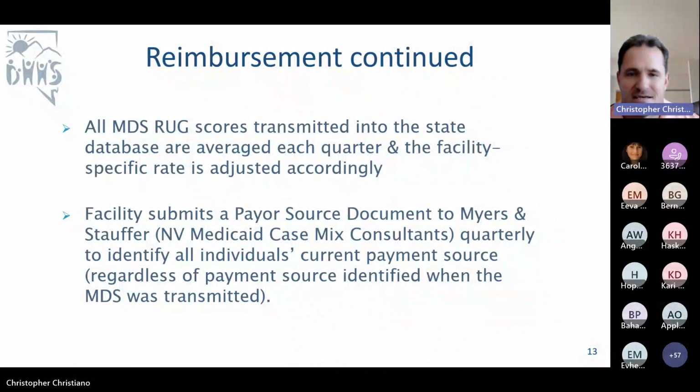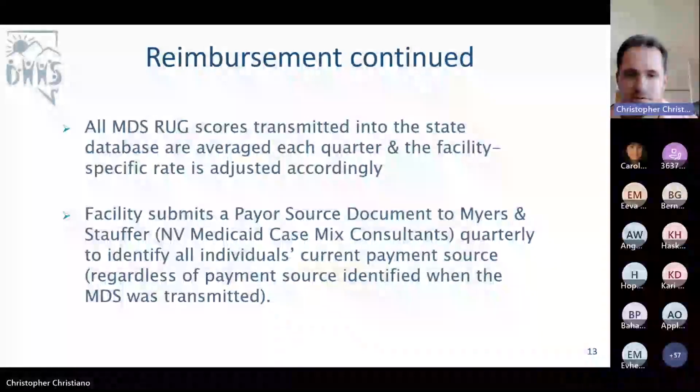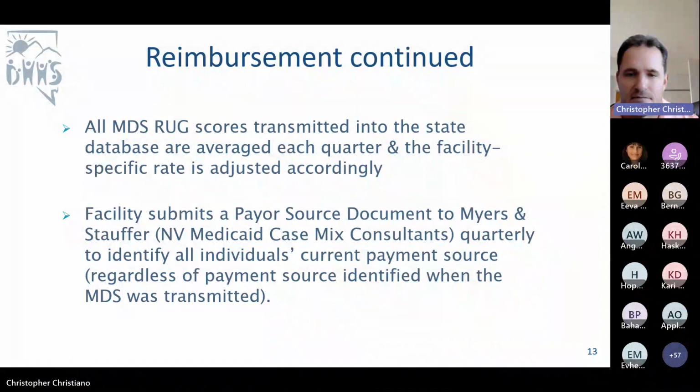So basically this just says that all MDS RUG scores are transmitted into the state database and are averaged each quarter in facility specific rates and adjusted accordingly. Okay. And we work with an agency called Myers and Stafford, which I'm sure some of you are familiar with. They identify quarterly individuals and current payment sources from facilities, and then they provide that information to us. And that's how we get our sample size typically for our reviews, okay?